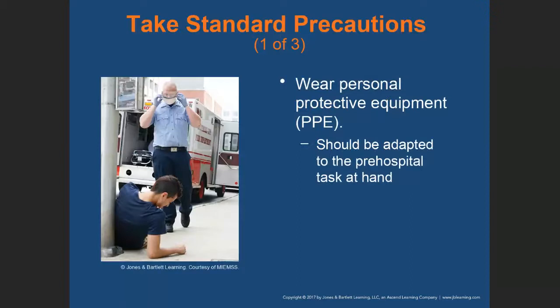Right, so we have looked at ensuring the scene is safe. We're still in scene size-up. So one, ensure scene safety. Two, consider the mechanism of injury or nature of illness. Three, take standard precautions. Wear PPE. This used to be referred to as taking BSI precautions, the same thing. So wear personal protective equipment that should be adapted to the pre-hospital task at hand.